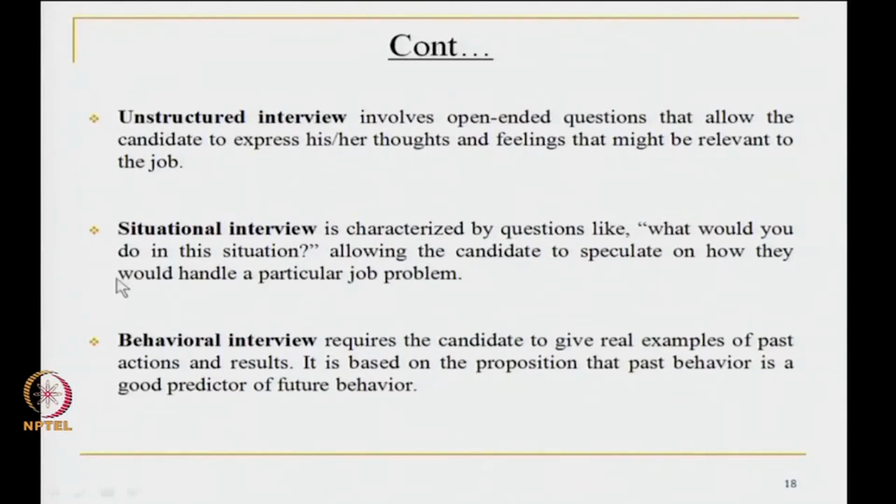Then there is the behavioral interview, which requires the candidate to give a real example of past action and results. Many interviewers revel in this. It is based on the proposition that past behavior is a good predictor of future behavior, and again I am not going to get into a discussion of the validity or otherwise of this profession.